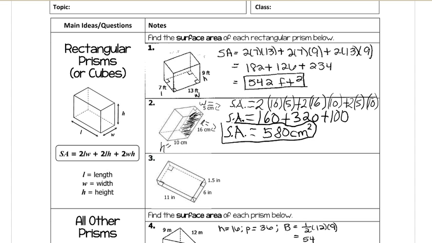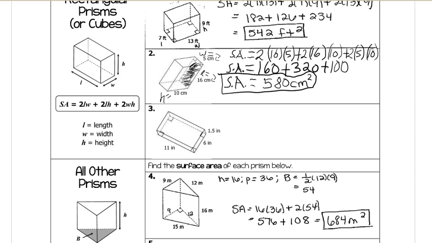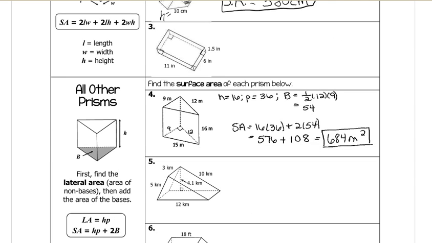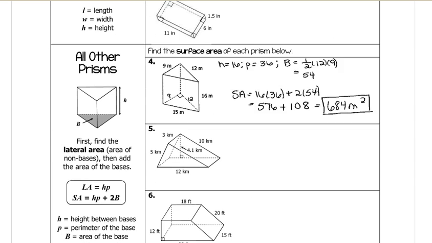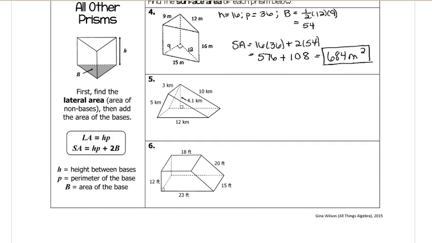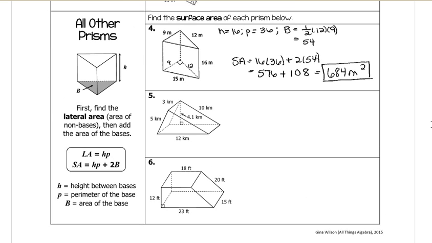Alright, so let's continue. Number 3, we'll skip that one. Number 4 is your example for how to do 5. Number 6, it could be a bit more challenging, but let's see what happens. Alright, so let's do number 6.